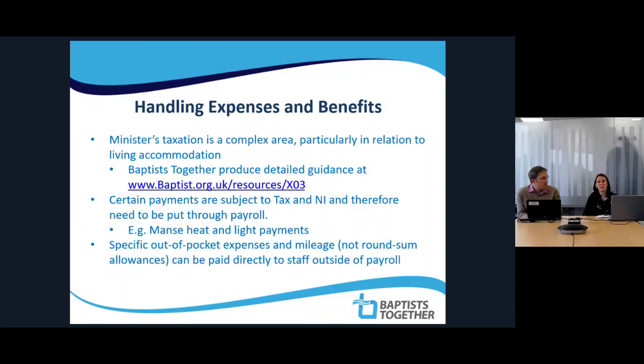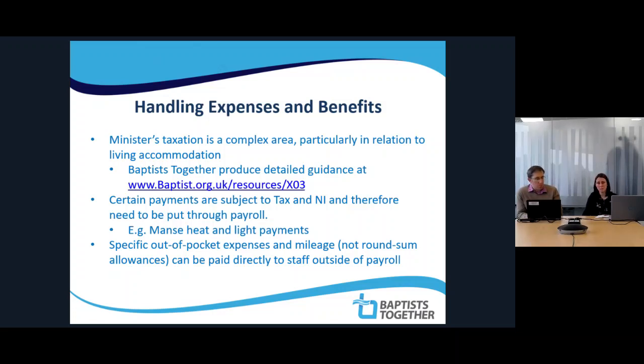They can just fill in an expenses form. You mustn't pay more than 45p a mile. If you do go over that sum, then that is taxable. Yeah, and they don't like round sum allowances, HMRC. They don't like you to just give your minister £50 a month to cover those sorts of things.